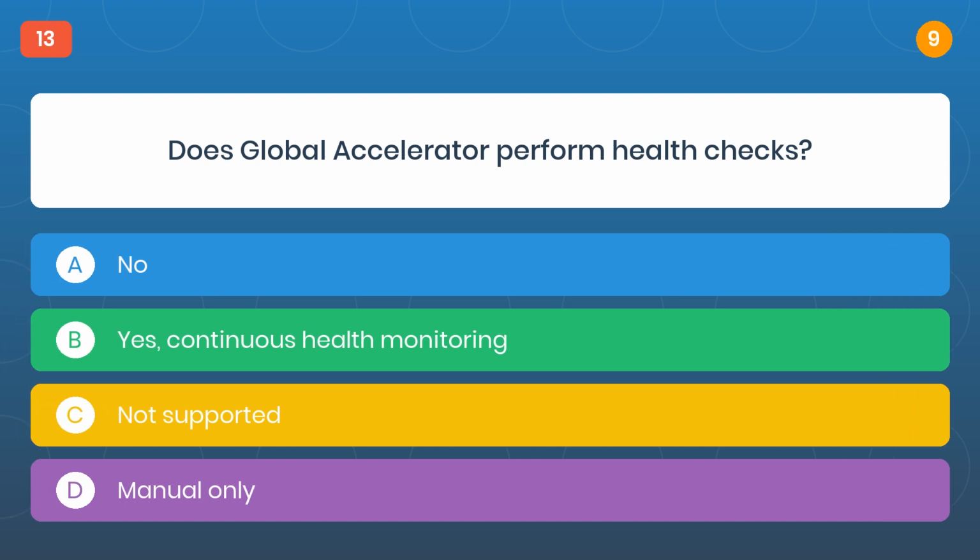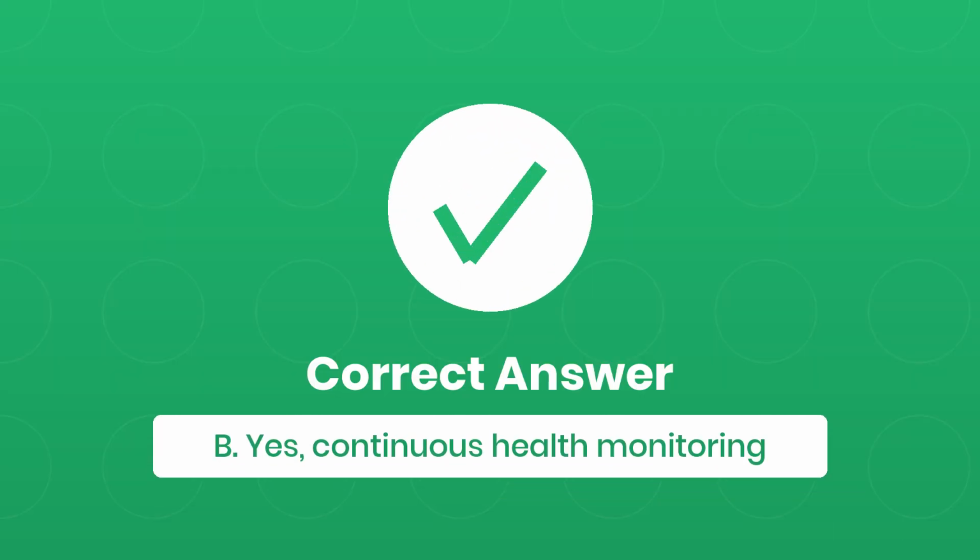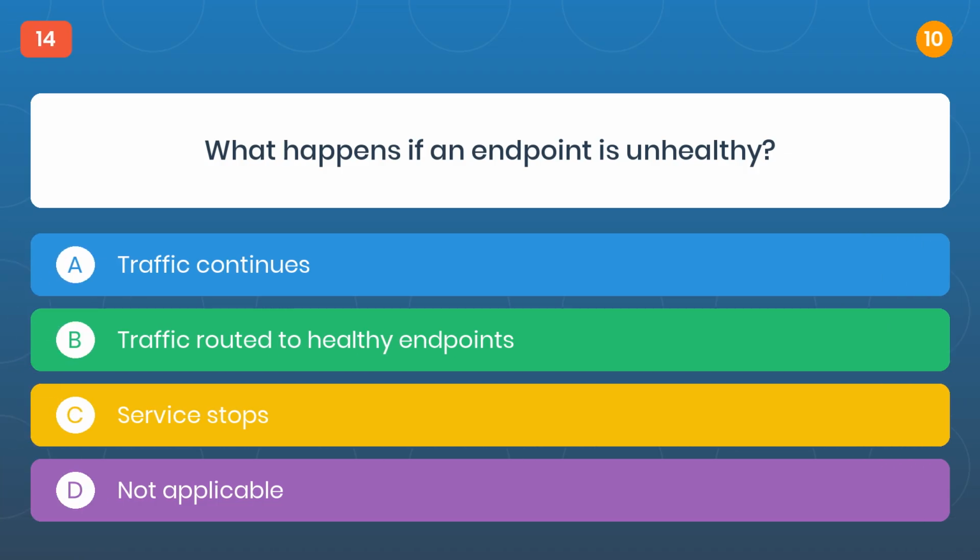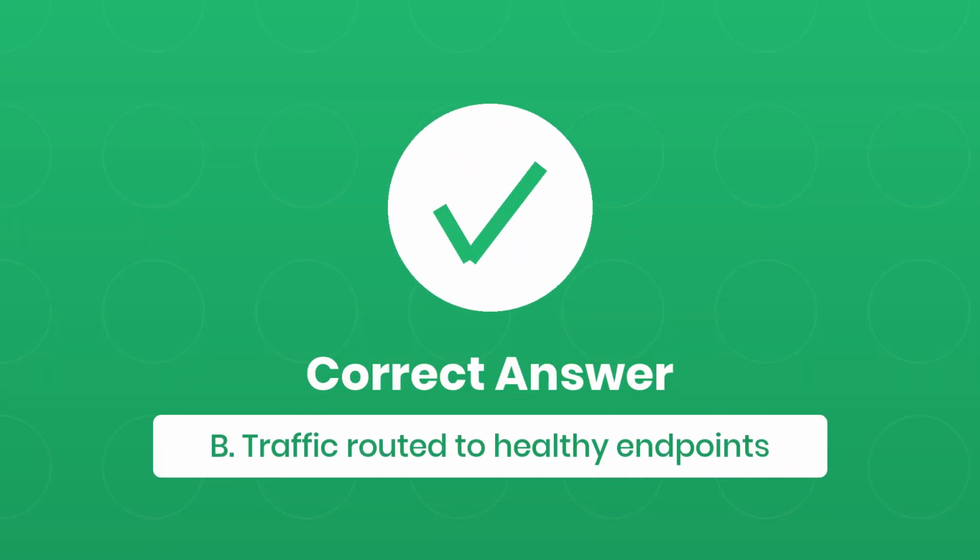Question 13. Does Global Accelerator perform health checks? The correct answer is B, yes, continuous health monitoring. Question 14. What happens if an endpoint is unhealthy? The correct answer is B, traffic routed to healthy endpoints.